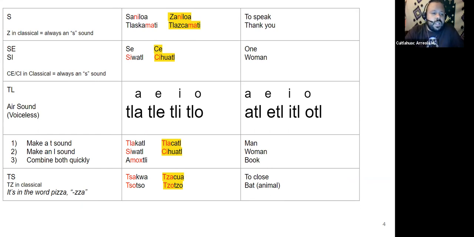However, if you can't pronounce a TL sound, you can just say T, right? So there are some variants that don't have the TL sound. So we have tlacat, another variant is just tacat, right? Siwat, another variant is just siwat, with the T sound at the end. Just be mindful of that. As you go along, as you practice, you'll get it. But if you can't, just pronounce it as a T.